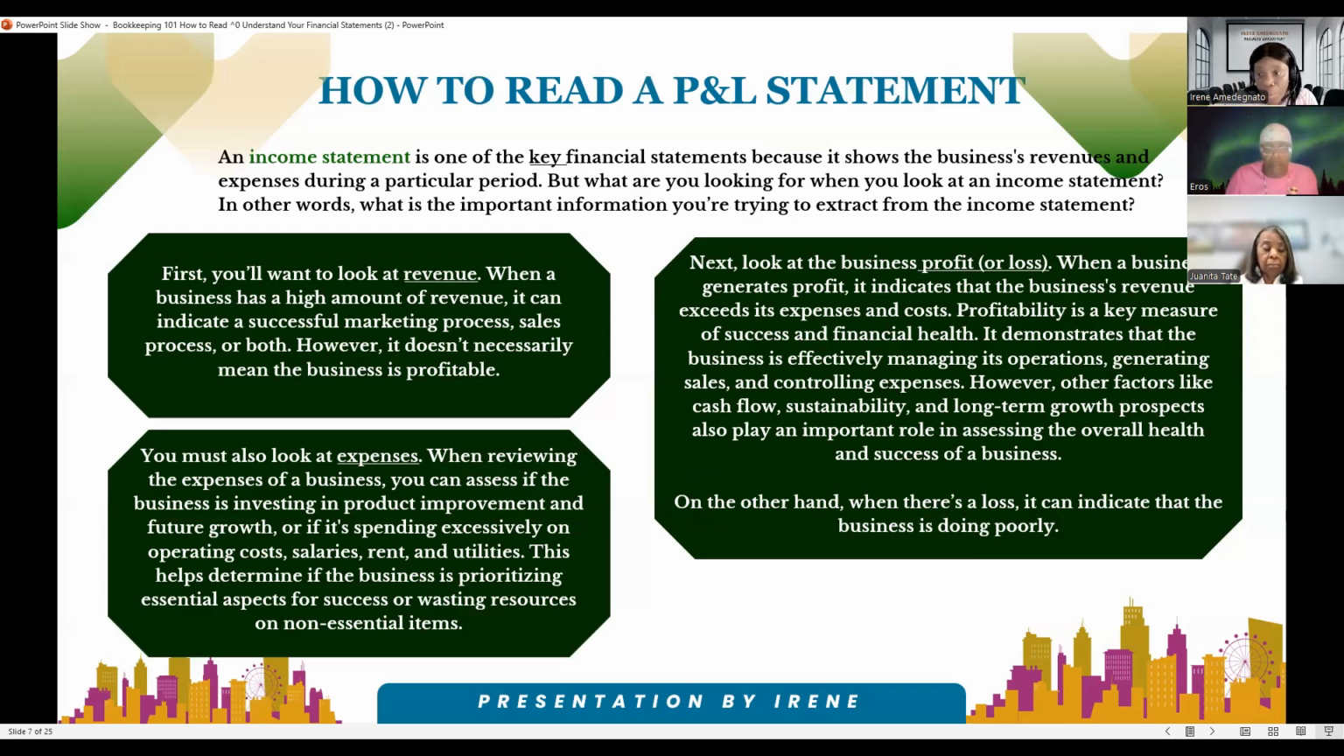If it's positive, it's called profit. If it's profit, which means that your business generates a profit. So this indicates that your business revenue exceeds the expenses and costs. So there is profitability. But on the other hand, if there is a loss, like did not make a positive amount at the end, which means your business is doing poorly. You know what I'm saying? Yeah. So it's quick, easy.